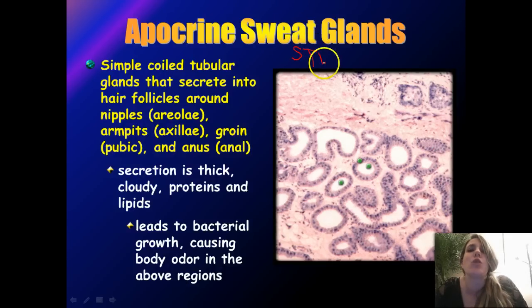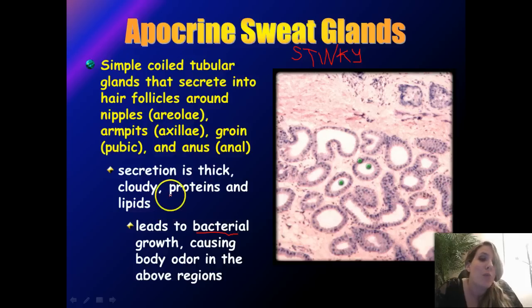This is the sweat that you want to put deodorant on for, or perfume. So this is stinky sweat because it's produced in areas where bacteria tend to be present. And so that bacteria is going to like that sweat because it contains a lot of proteins and lipids that the bacteria are going to go yum, yum, yum. So they're going to grow there, and of course bacteria produce stench, and so that will make stinky BO. So apocrine sweat glands produce stinky BO, body odor.